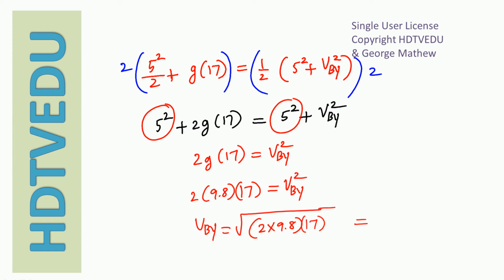So what do we get? 18.25 meters per second. The magnitude is 18.25. The unit is meters per second. What is the direction? Definitely it is moving down, so it is along negative y.